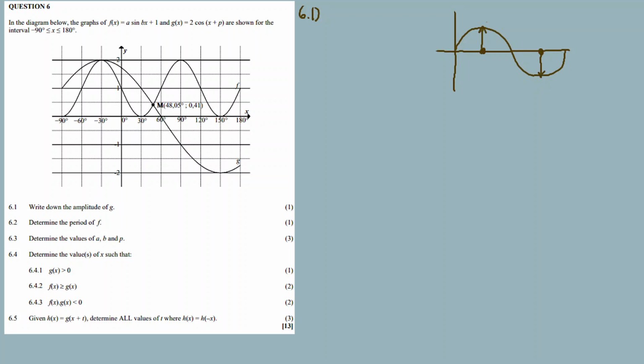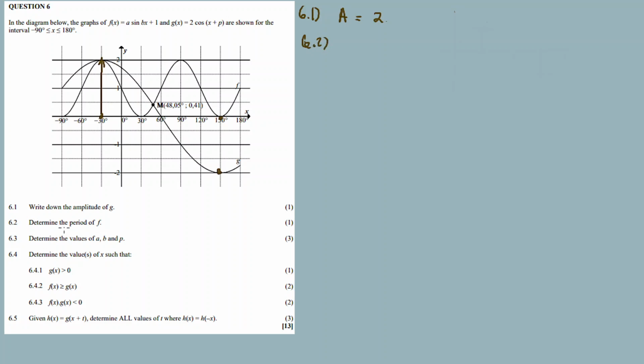Now as we are back to question 6.1, function g. So the amplitude is always measured from the x-axis to the highest point. It's the distance, and the distance is always positive, so it means the amplitude there is equal to 2. Even from there all the way down to the lowest point, the minimum, it's -2. So we answer 2.